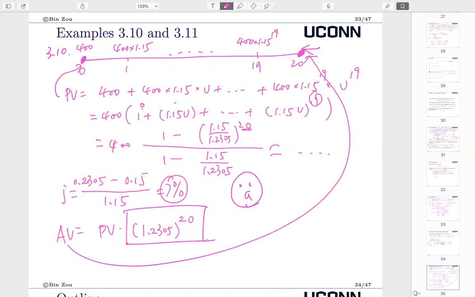Okay, that's good for this part. In the next video, we're going to study 3.7, continuously varying payment streams. That's more complicated.